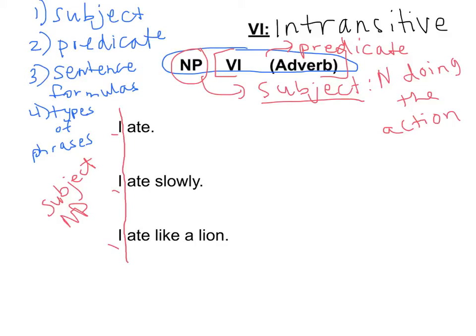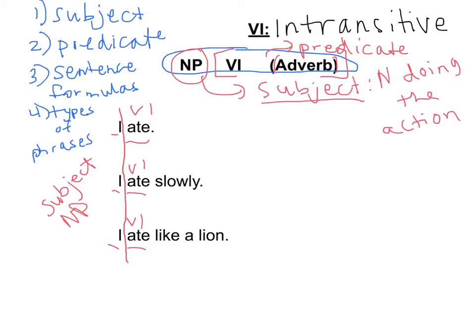Then we have our predicate. Our predicate always is going to include a VI if this is a VI sentence. So, I ate. Okay? That's my VI. Now, if you look at our sentence formula, we also have this thing in a parentheses, which is an adverb, which means sometimes you can have an adverb. It doesn't mean you always have an adverb, but sometimes you can have an adverb. Like sometimes I will say, I ate. However, more likely I'm probably going to have an adverb describing how I ate.